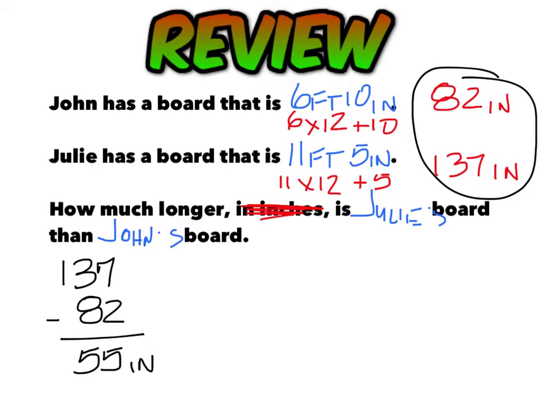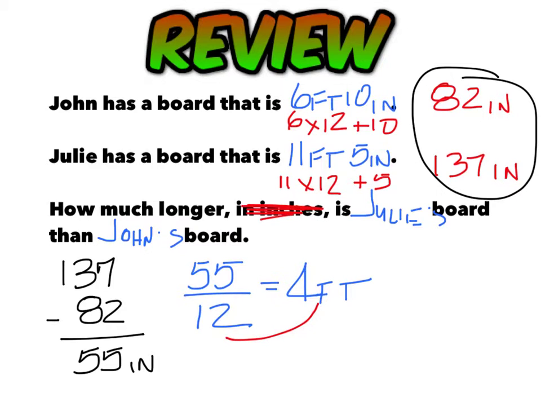What do I do to the 55 inches? Divide by 12. So 55 divided by 12 comes out to be 4 point something. We know that 4 is feet. What is 12 times 4? 48. So we got to find the difference between 55 and 48. What is that? 7. So 4 feet, 7 inches.